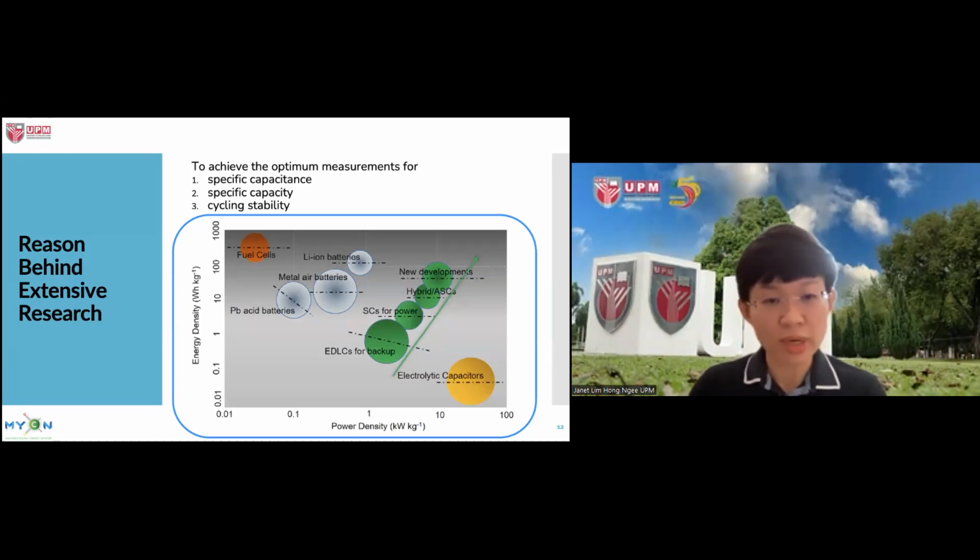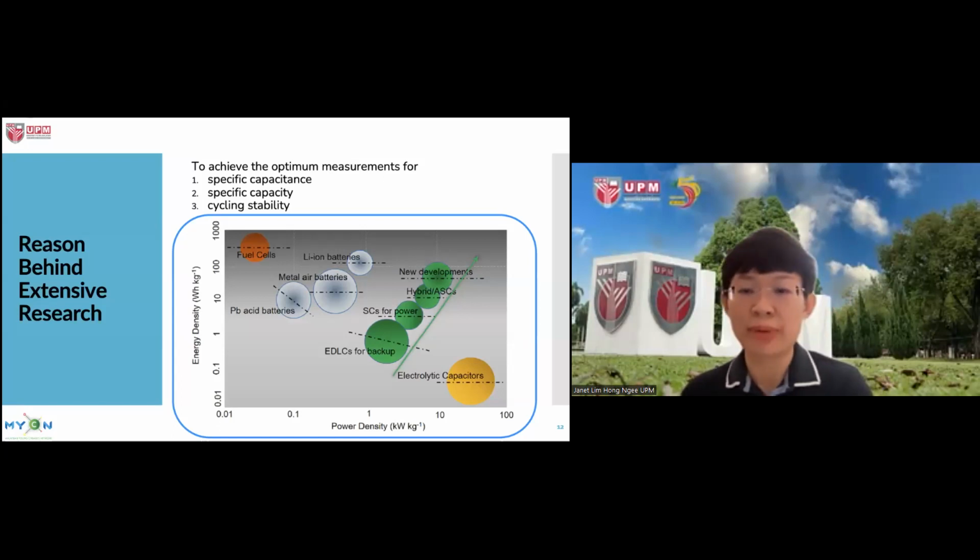So if you look at this Ragone plot of energy density versus power density, I think you will be able to see that there are two distinctive devices that are kind of monopolizing this plot, which are batteries and also capacitors. So for batteries, naturally, they have very high energy density, whereas capacitors have very high power density.